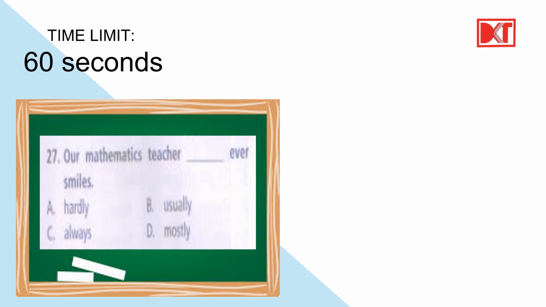Our mathematics teacher dash ever smiles. A, hardly ever smiles. B, usually ever smiles. C, always ever smiles. D, mostly ever smiles.